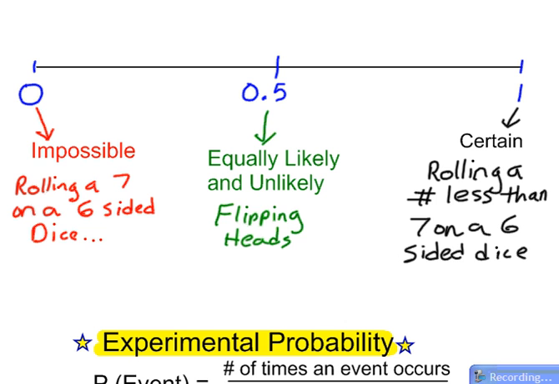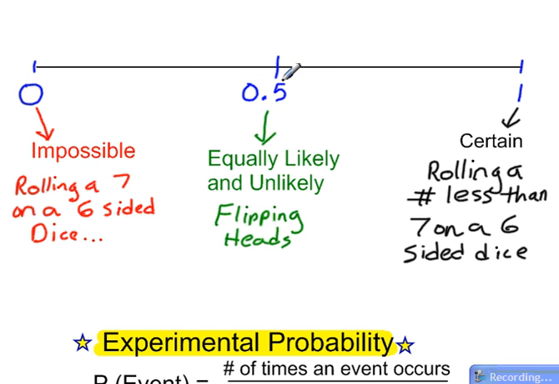I think it's worth mentioning here that probability only occurs from 0 to 1, 0 probability to 100% probability. Okay? 0 probability is the probability that an event will definitely not happen, or is impossible to happen, like rolling a 7 on a 6-sided dice. There's not a 7 on the dice, so there's no chance that you're going to roll a 7 on a 6-sided dice, or 0 probability.